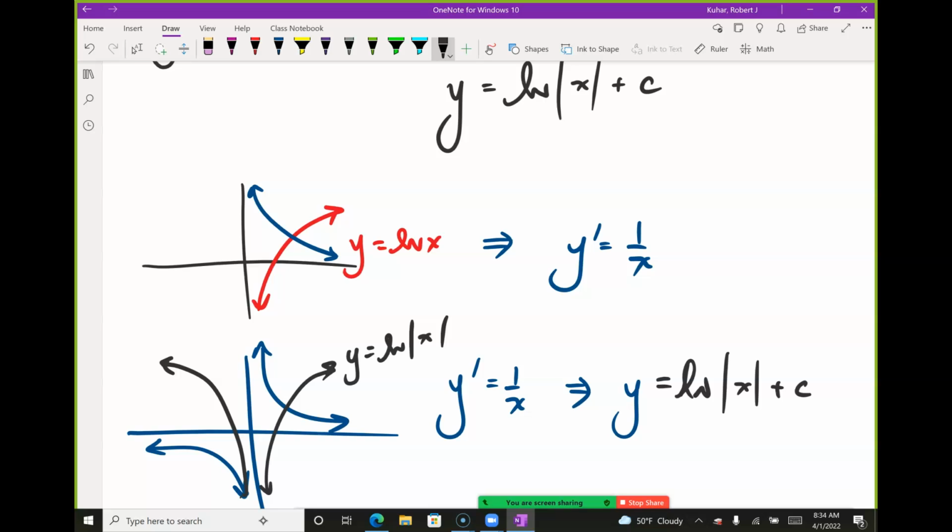And it will come into play more in DiffyQs, a little bit in Calc 2, but for the most part, I will stay away from having to have this absolute value in there.